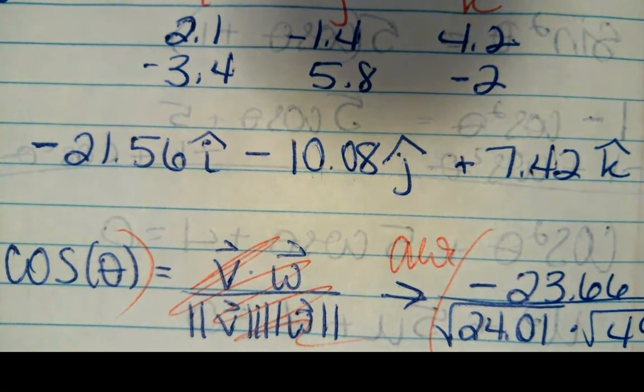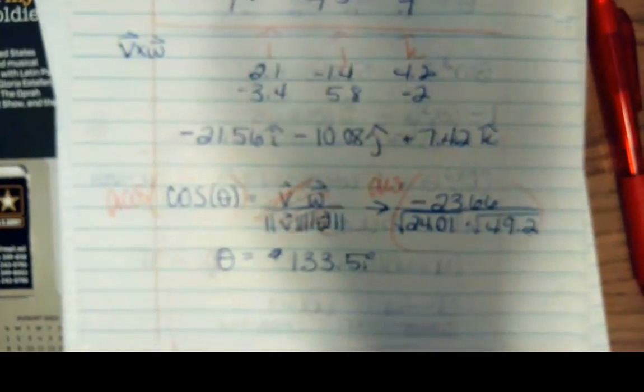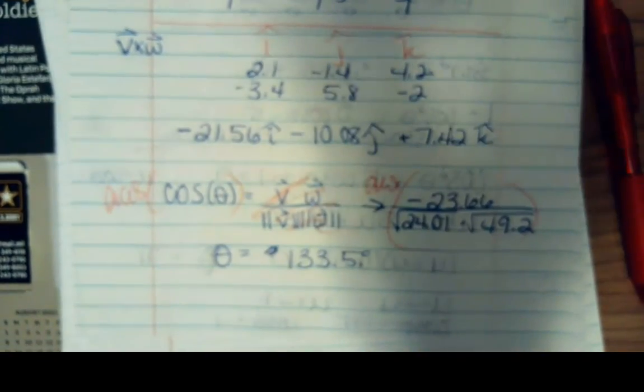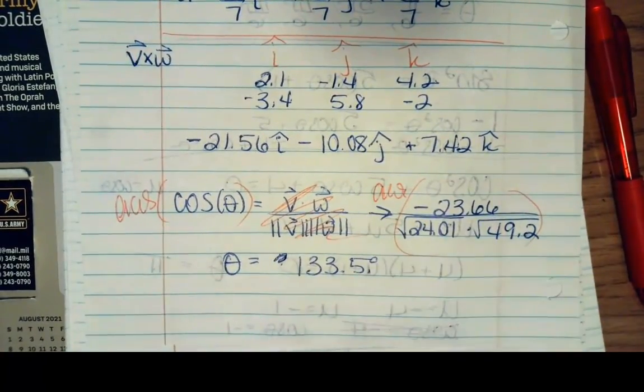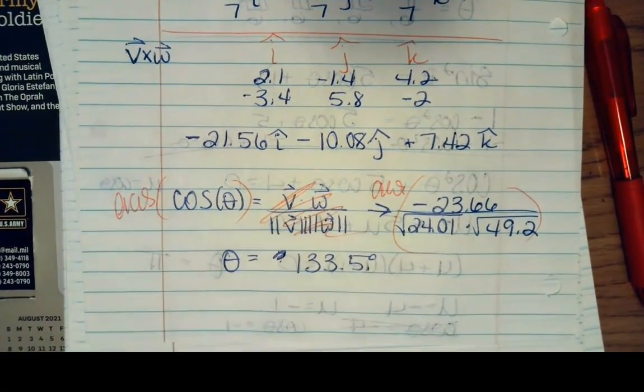All right, so we've got a good stopping point. I just dawned on me I didn't show you the completed problem. So we're going to autofocus that. Okay, so I did the arc cosine of this and made sure I was in degrees, and I got 133.5.